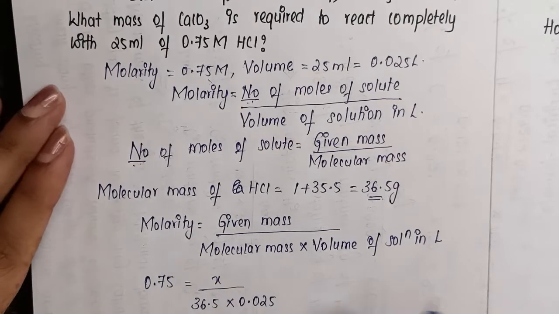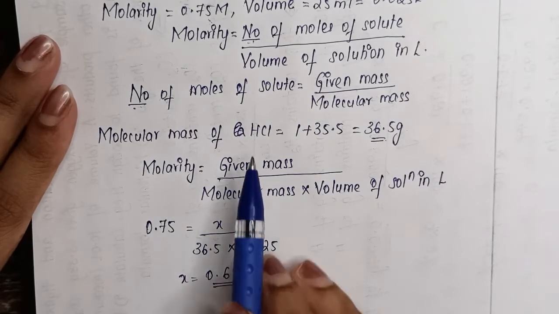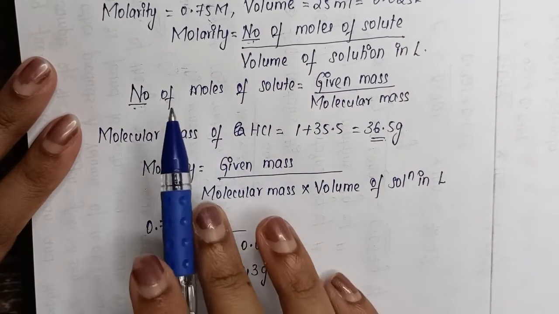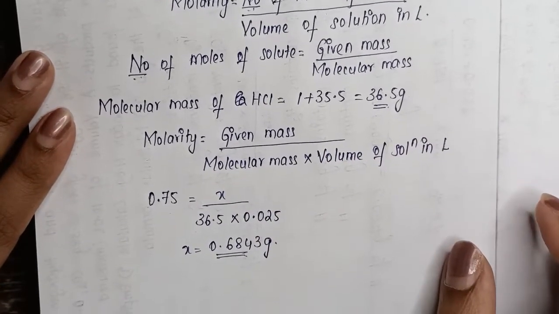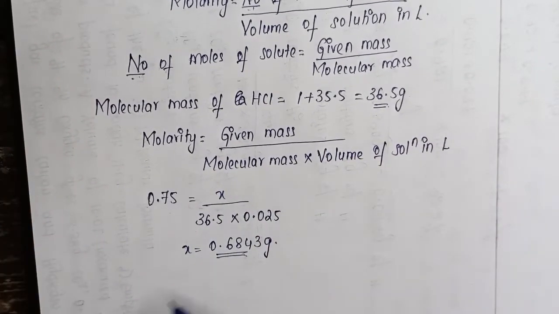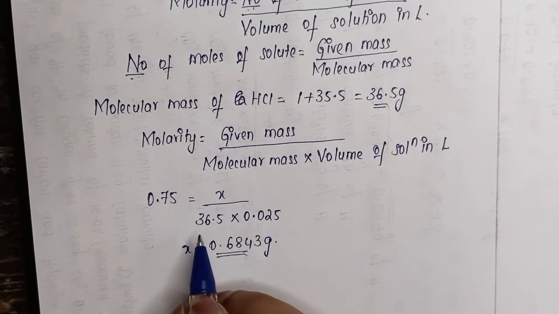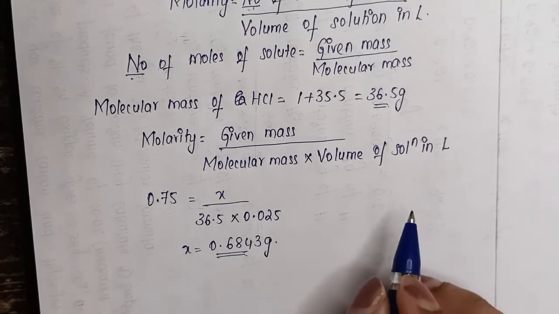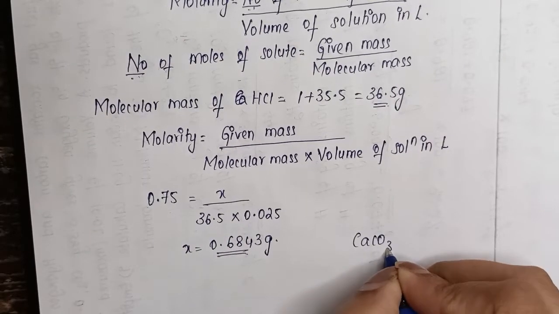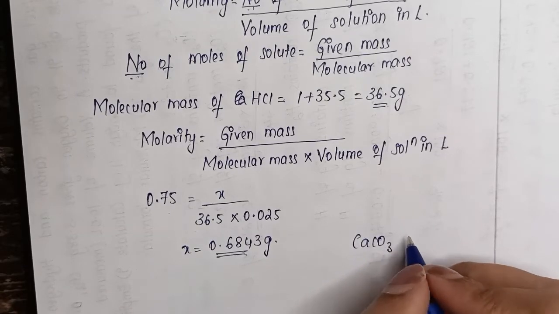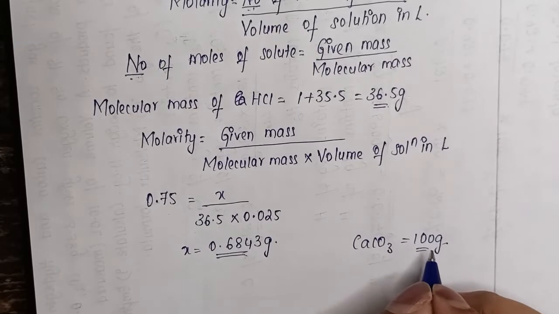Now our question isn't complete yet because this is the X value for HCl. But as per the question, it asks for the mass of calcium carbonate. We need to calculate that. So here we need to know the molecular mass of calcium carbonate first. For calcium carbonate, our molecular mass is going to be 100 grams when we calculate it. So we are going to use that one.